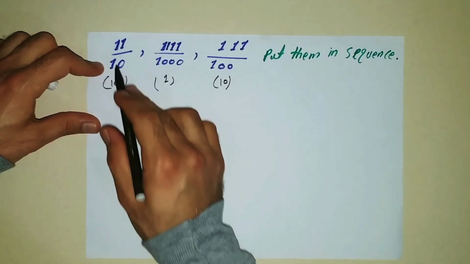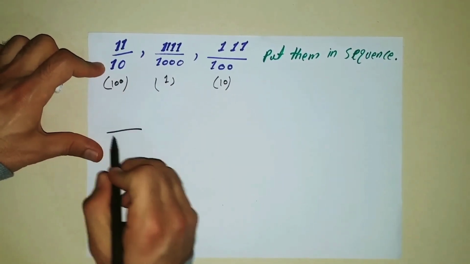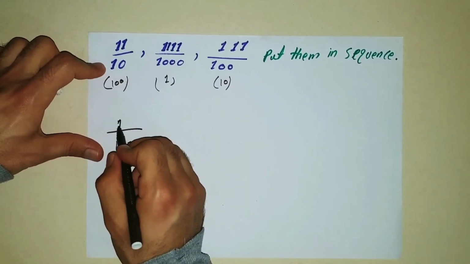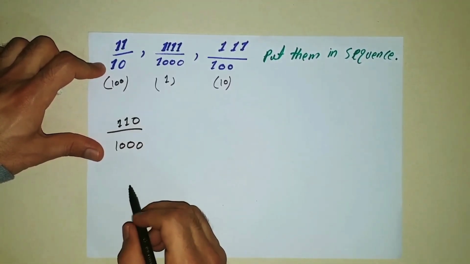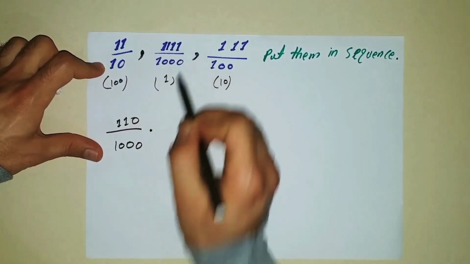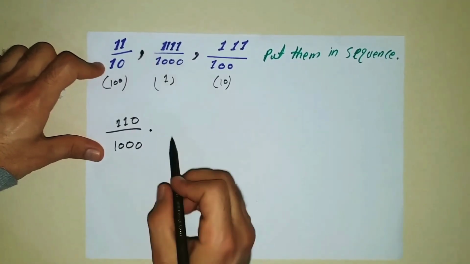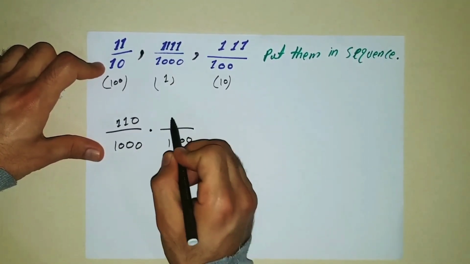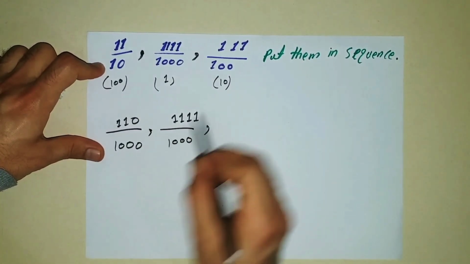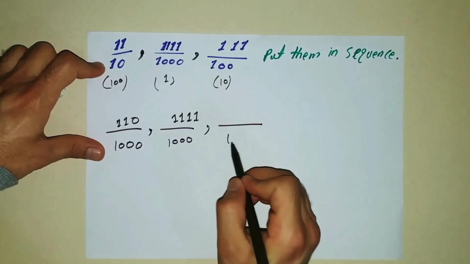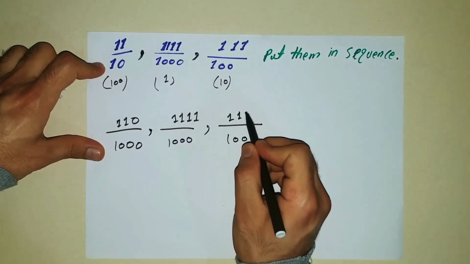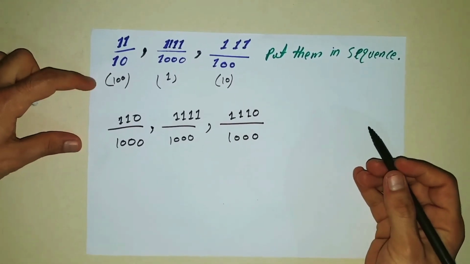If I multiply this with 100, it will give me 1000, and this will be 110. This is multiplication. If I multiply this with 1000, it will be the same 1000. If I multiply this one with 10, it will give me 1000, and this one will be 1110. Now they have the same denominators.